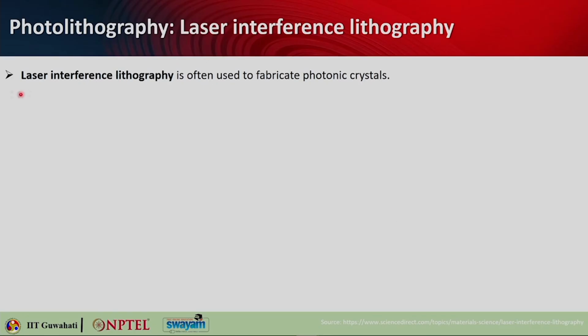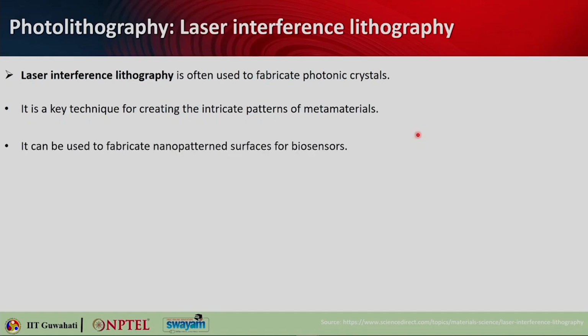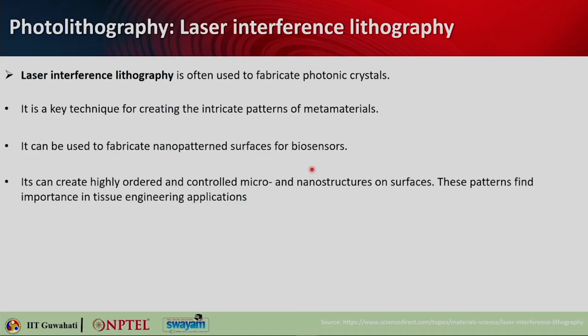So, this kind of lithography is typically used to fabricate photonic crystals, and it is a key technique for creating intricate patterns of metamaterials. For the topics discussed in this course, we can see that laser interference lithography looks pretty much applicable. It can also be used to fabricate nanopatterned surfaces for biosensors. It can create highly ordered and controlled micro and nanostructures on surfaces, and these patterns will find importance in tissue engineering applications as well.